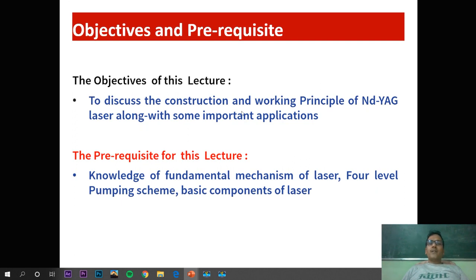Objectives: to discuss the construction and working principle of the Nd YAG laser along with some important applications. As a prerequisite to understand this lecture, I expect my students to have the knowledge of the fundamental mechanism of laser, the 4-level pumping scheme and the basic components of a laser system.